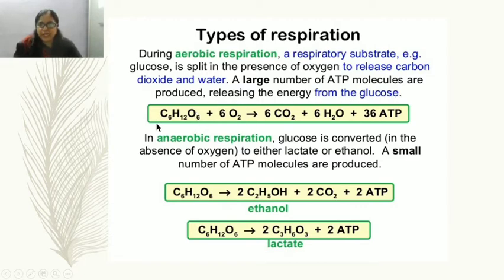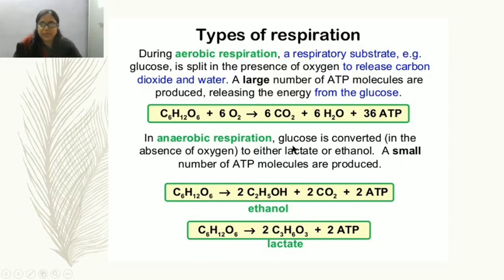So in aerobic respiration, oxygen is utilized and the byproducts are carbon dioxide and water, and energy is released in the form of ATP. Here a large amount of energy, or ATP molecules, is produced. So the amount of energy produced is more in aerobic respiration.